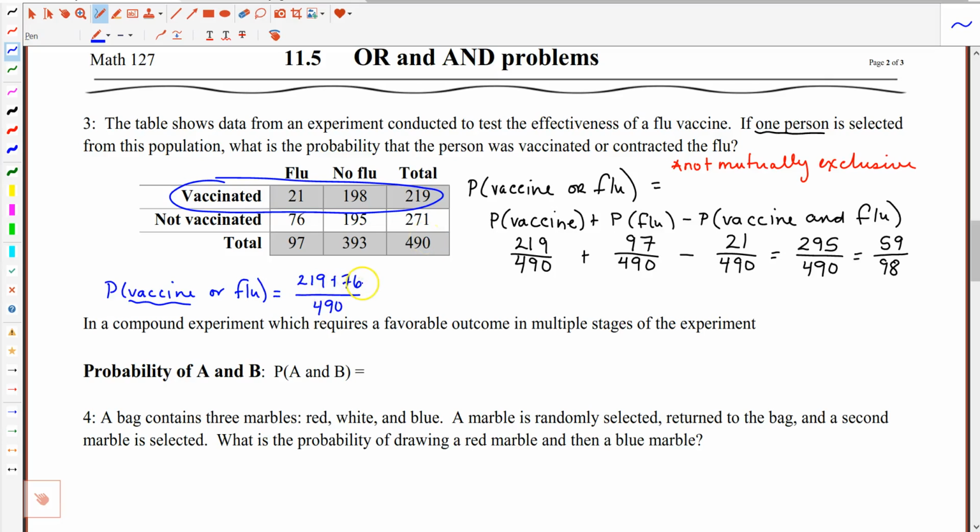If you add these numerators up, you would get 295, which is the exact count we got over here. It's just a slightly different way of looking at the table. Remember, you have to be very careful. If you're doing an OR probability, you have to think about whether or not these two events are mutually exclusive. If they're not, you just have to make sure you don't double count anybody.